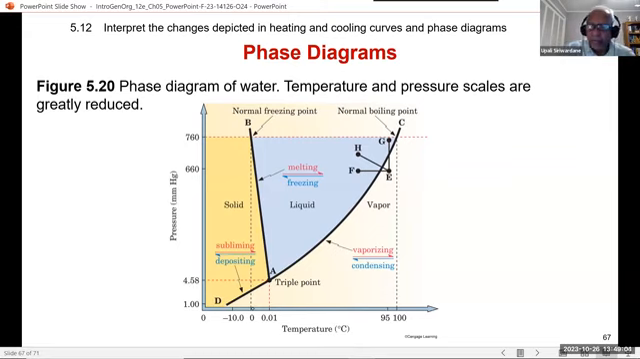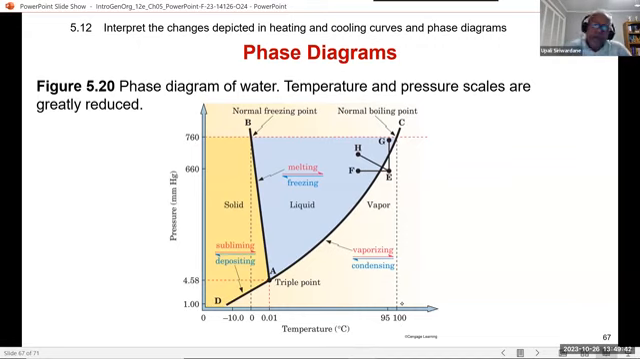Then you can show where the boiling point of water is, the normal boiling point and normal freezing point, on the line drawn at 760. 760 is the atmospheric pressure. So the line going down from C reaches the temperature axis at 100. You can tell at what temperature it is boiling.